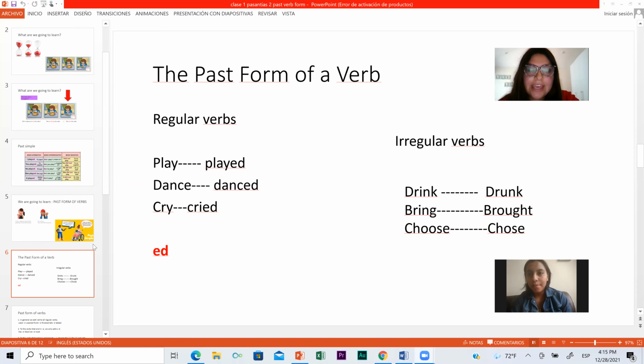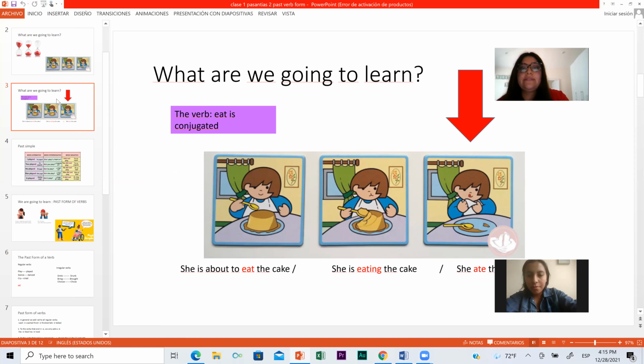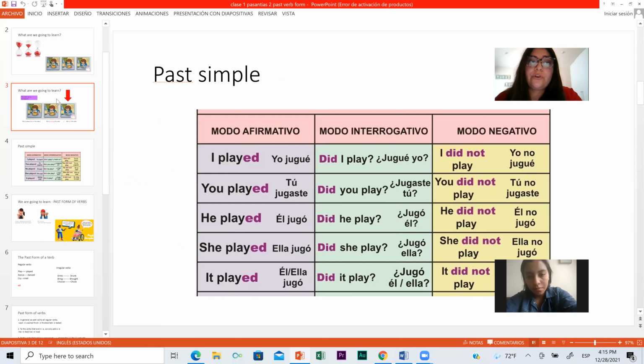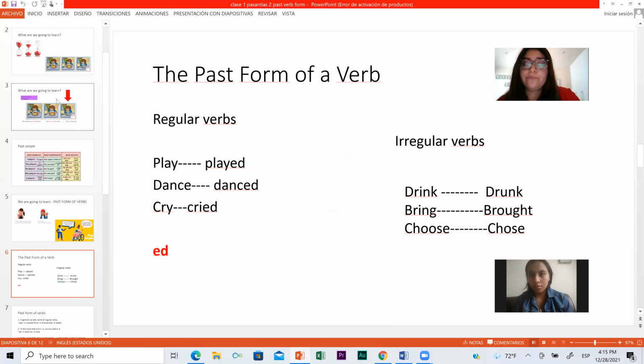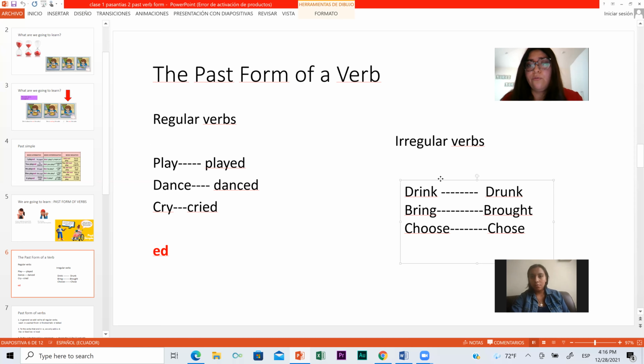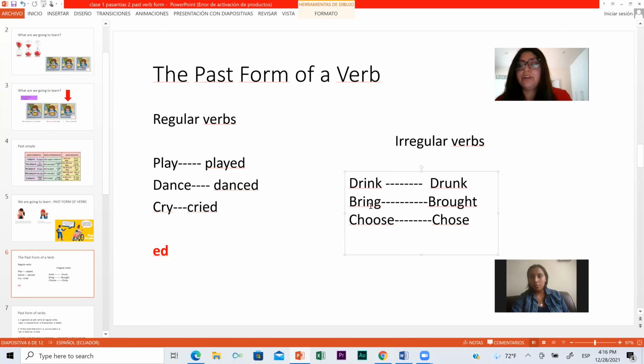As you can notice, the past simple, as we were talking, like here, we were talking about the different verb tenses, right? Present simple, present continuous, and past simple. So we're going to focus on past simple. The past simple changes the verb, as we saw before. We have regular verbs and irregular verbs. The regular verbs, for example, play, dance, cry, we only add ed to the verb, as we can see here. Can you see it? I think yes. In irregular verbs, we have these verbs here, drink, bring, choose.